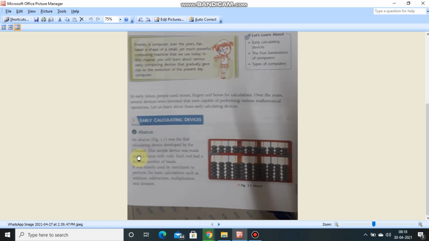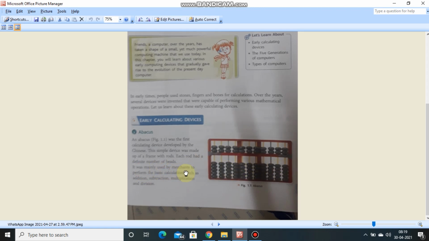The first is the abacus. An abacus was the first calculating device, developed by the Chinese. This simple device was made up of a frame with rods. Each rod had a definite number of beads. As you can see, these black colors are beads.